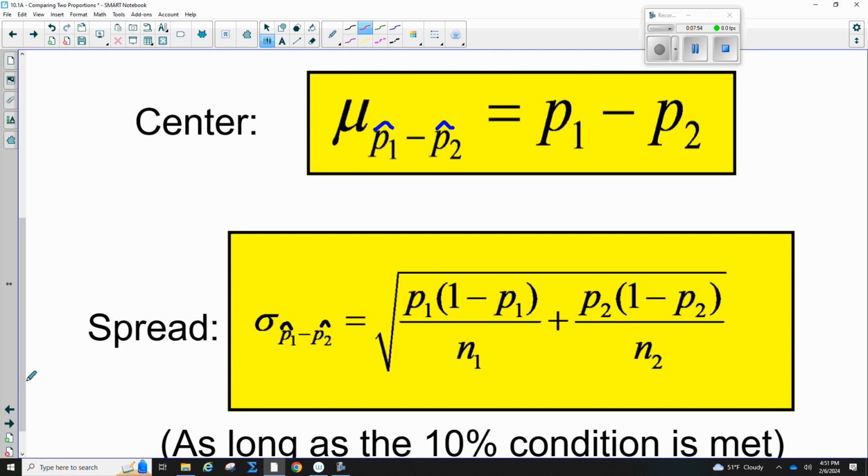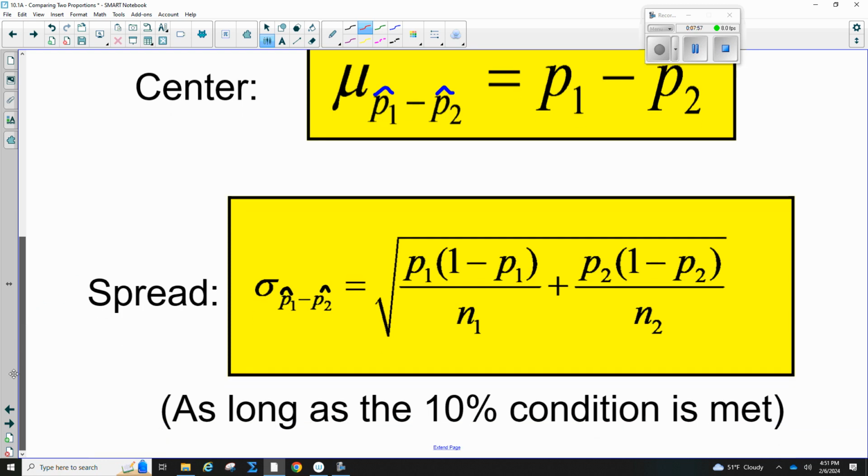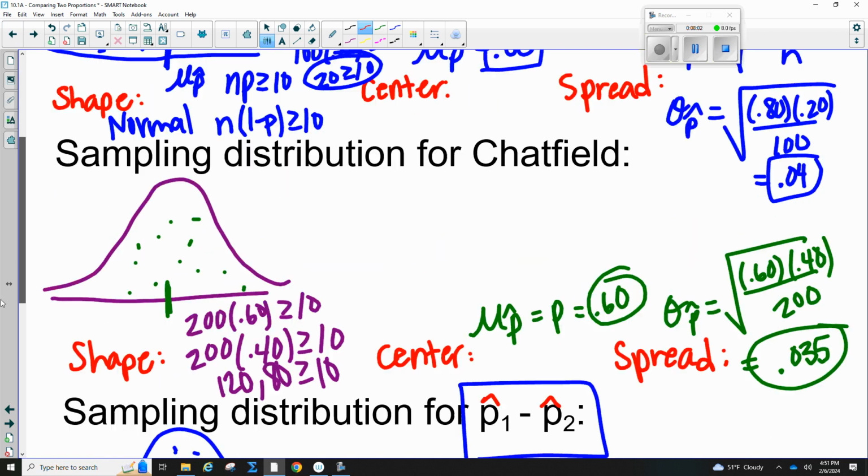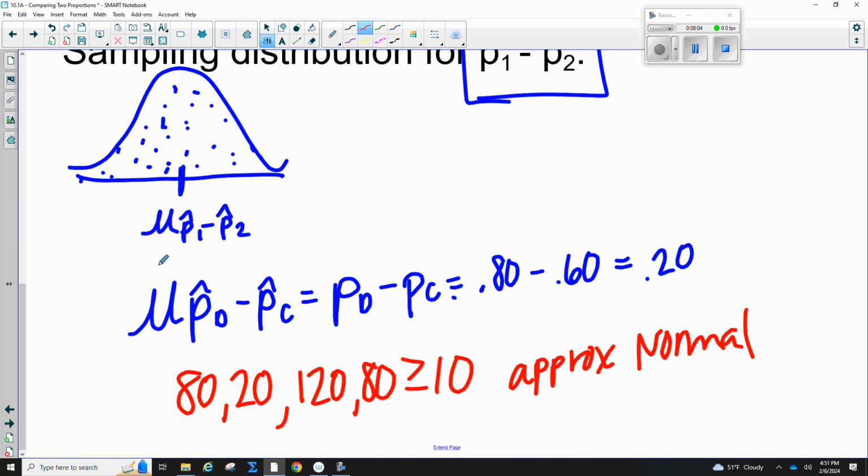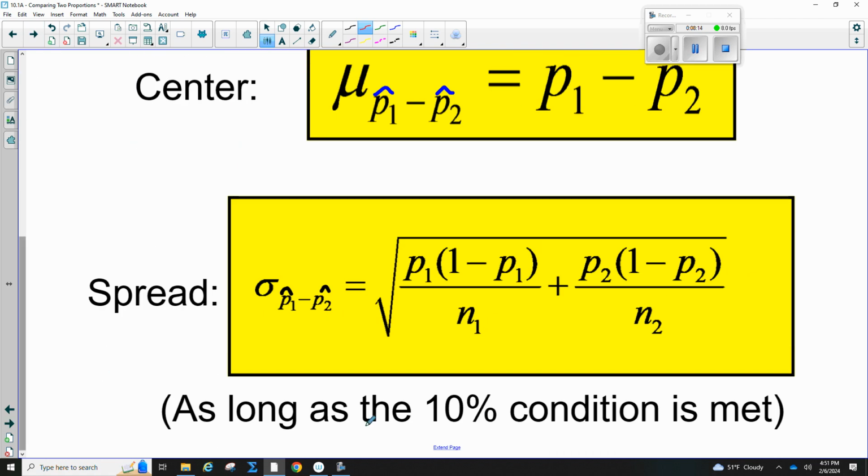And then we have this new lovely formula for spread. All right, what are we typically off by on our difference distribution? So again, we're looking at, well, we're typically 20% is the true difference, okay, but what are we typically off by when we do this over and over and over again? So this formula is on your yellow sheet, okay, it's under the difference of two proportions. So I've got sigma p hat 1 minus p hat 2. So again, this is our standard deviation of our sampling distribution for difference in two proportions.